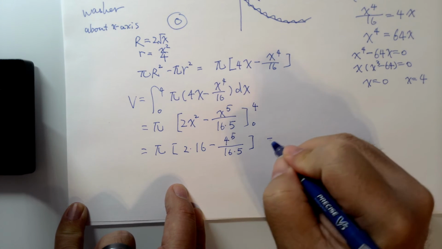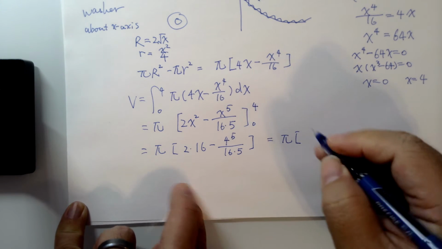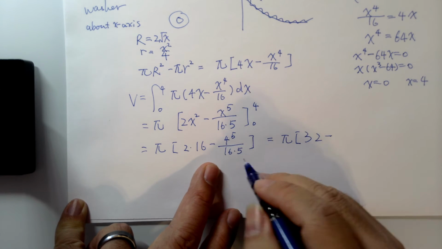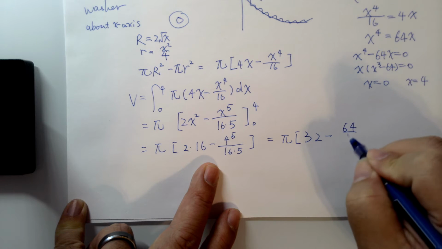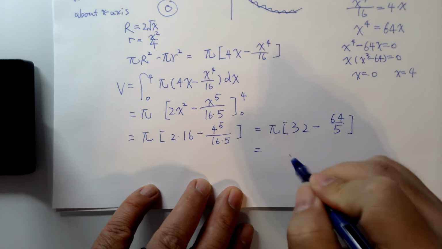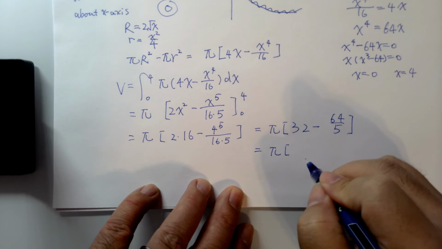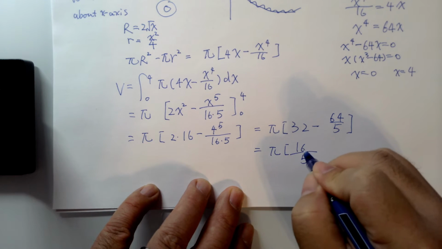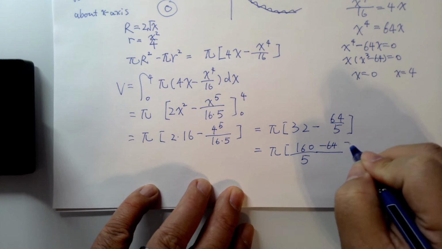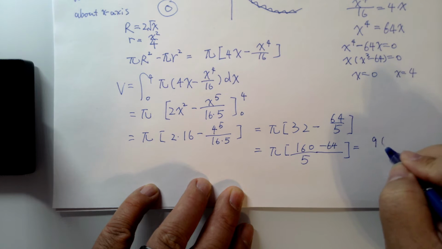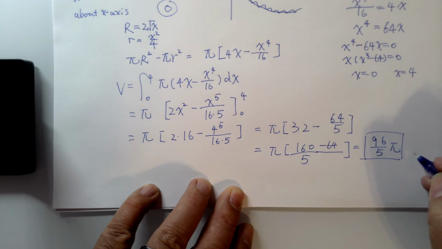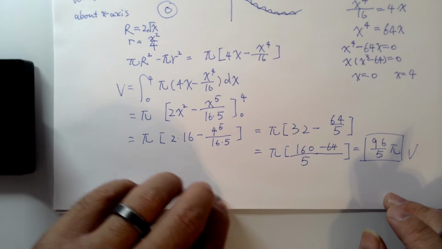And then this is going to be pi times 32 minus this part, which is 64 over 5. Okay. And if you let them have the same denominator, which is 5, you get 160 minus 64, and it turns out you're going to have 96 over 5 pi. Okay, so that's how we handle it in this way.